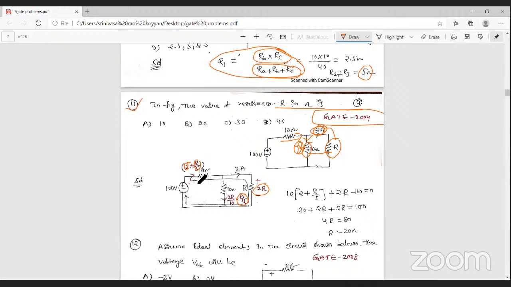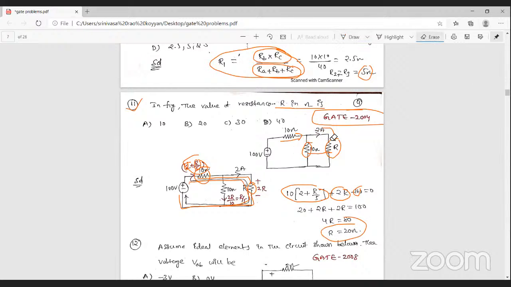Then you can apply the loop in this loop or the total loop, then you can find out the resistance R value. So from this network, I will apply the entire loop. So what is the voltage here? That is 10 into, what is the current passing through the 10 ohm resistance? That is 2 plus R by 5. Then the current is entering the R ohm resistance. What is the voltage here? 2R voltage. Again, the current is entering this source. What is the voltage here? Minus 100 volts is equal to 0. Then you can find out the resistance value R.